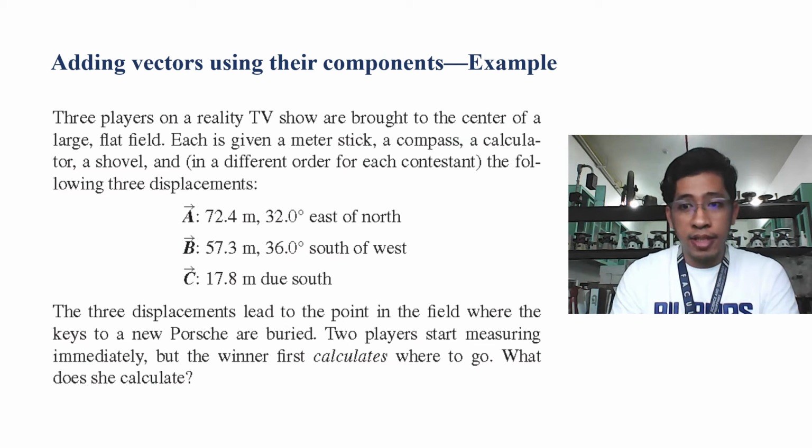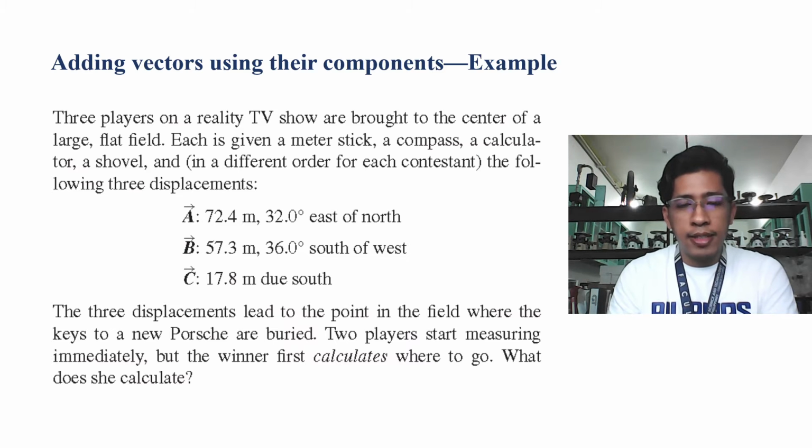the following three displacements. So you have your vector A, 72.4 meters, 32 degrees east of north. Your vector B, 57.3 meters, 36 degrees south of west. And then your vector C, 17.8 meters due south. Again, the three players were given these three vectors in different orders.